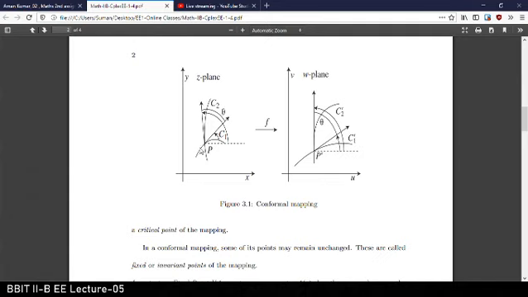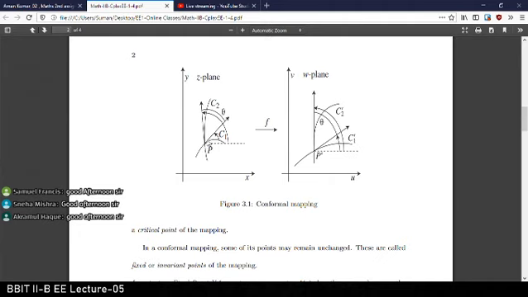Now suppose this curve is mapped to here, C1 dash, and the curve C2 is mapped to C2 dash. There is a common point here. After the mapping, the image of this point, say P dash, will lie on C1 dash. Since the point is also on C2, the image of this point will also lie on the curve C2 dash. That means the image will be common to the two curves.